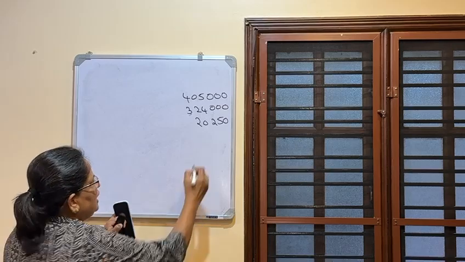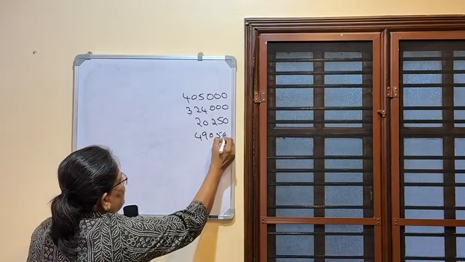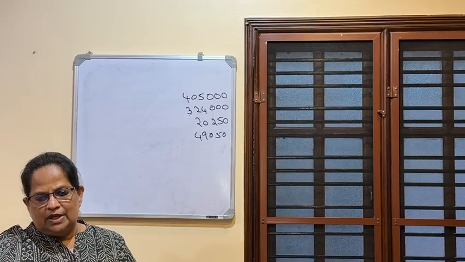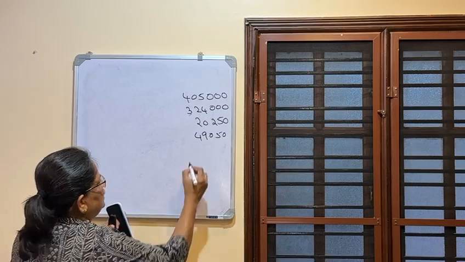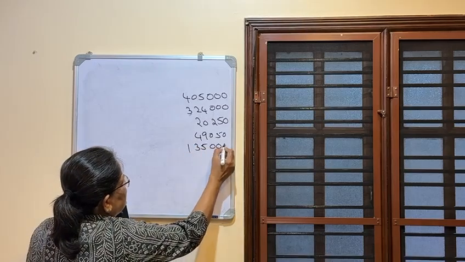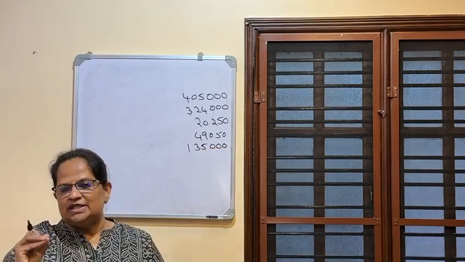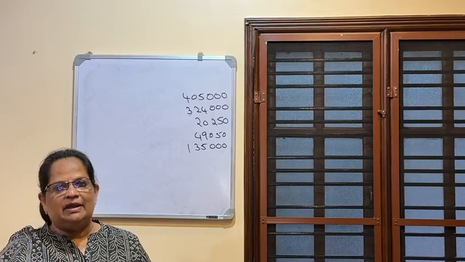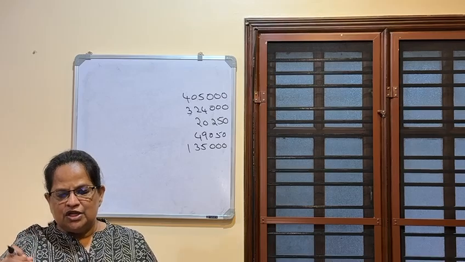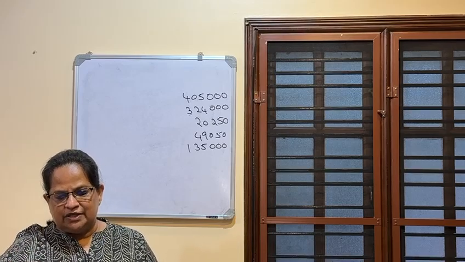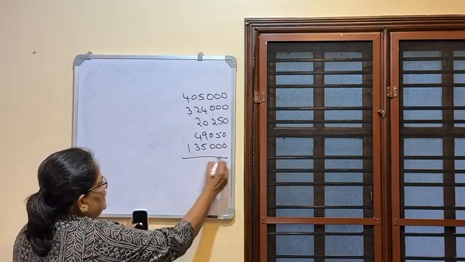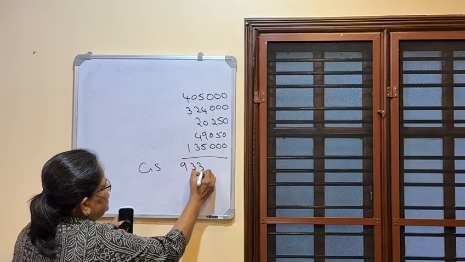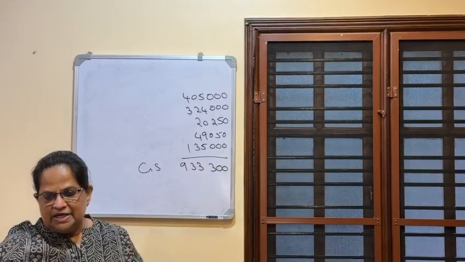Taxable RFA value we have calculated is 49,050. Now whatever salary he received in Tokyo, 45,000 into 3, that is 1,35,000, is taxable, but whatever perquisites and allowances will be exempted. DA not taxable, city compensatory allowance not taxable, airfare not taxable, foreign allowance not taxable, free use of car exempted. Now we have to take the gross salary. We will get gross salary equal to 9,33,300.